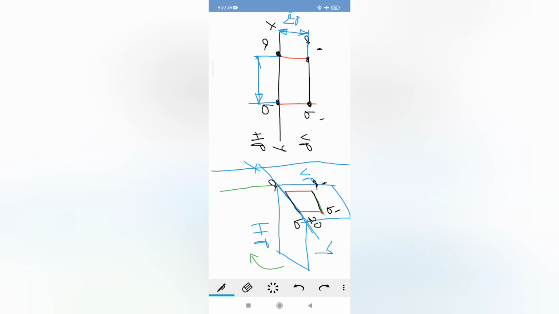Your line length is given as 50 mm. Now you should not forget to give the dimension. That means whenever the line is parallel to both the planes, one thing is clear: both from front and top view you can notice the true shape.